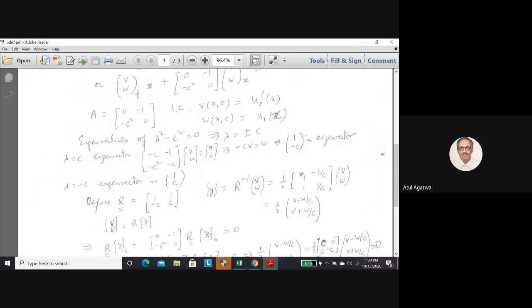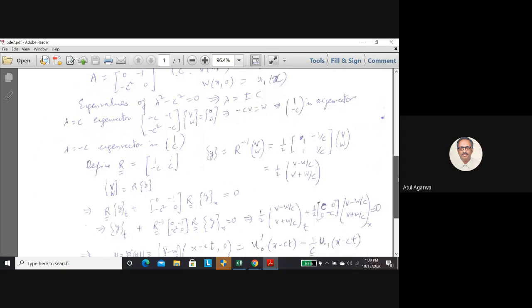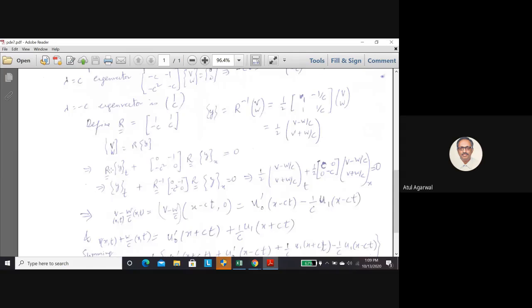VW you replace with RY. Now you multiply with R inverse. So this goes away. R inverse, this matrix into R is equal to this. This matrix you will find is diagonalized, having eigenvalues C and minus C.